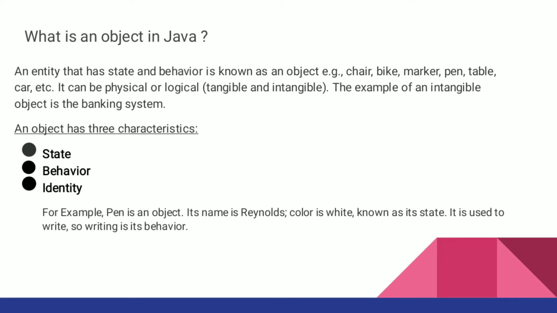An object has three characteristics. First is state. State means the value of the object. Behavior is the functionality of the object. Identity is what makes the object unique from other data. For example, a pen is an object. Its name is Reynolds, its color is white, known as its states, and it is used to write. So writing is its behavior.